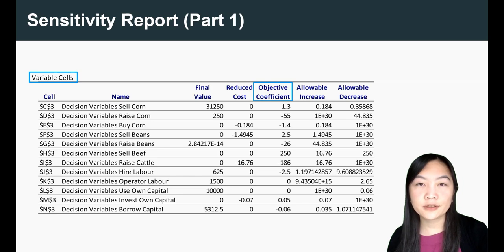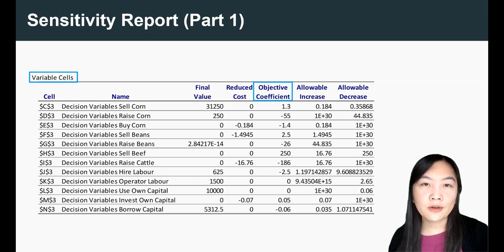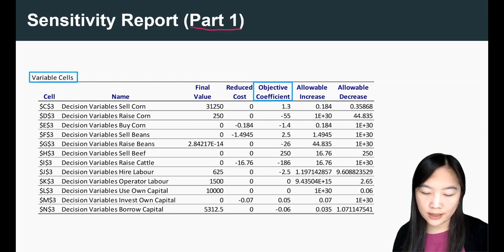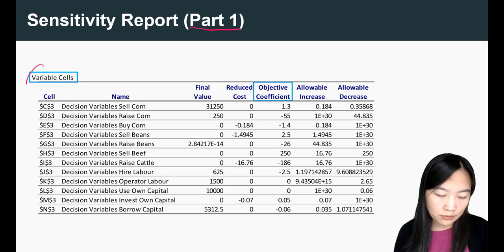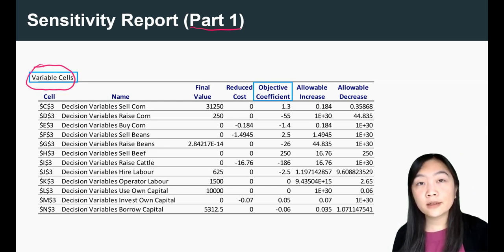So after you click solve, there is a popped up window asking you whether you want to have those reports. If you click it there, then you get your sensitivity report. And the sensitivity report actually has two parts. So I'm just copying them here. This is part one. Part one is the variable cells.